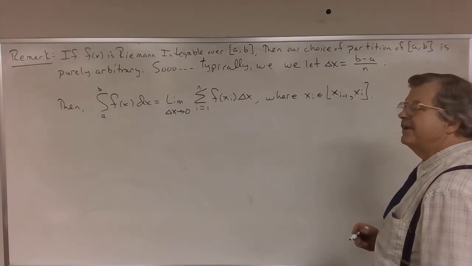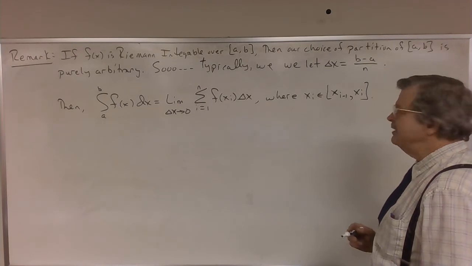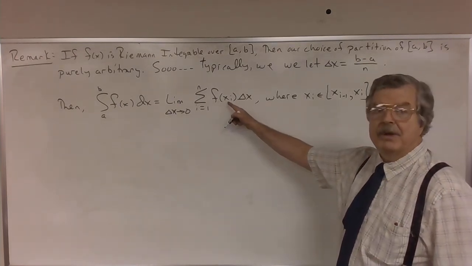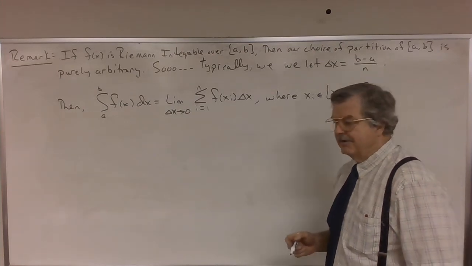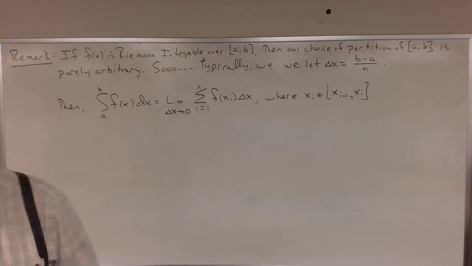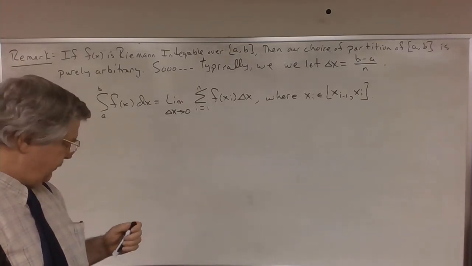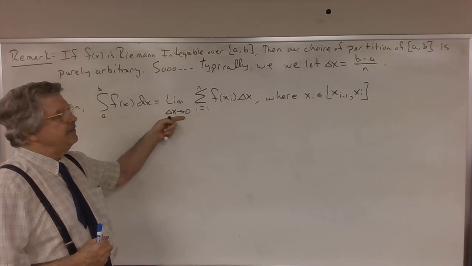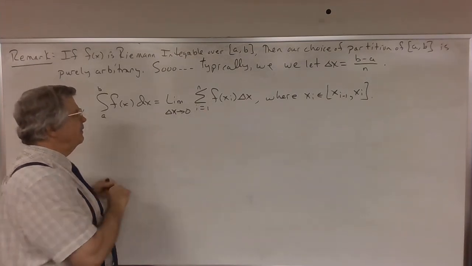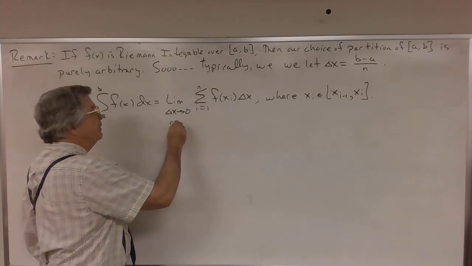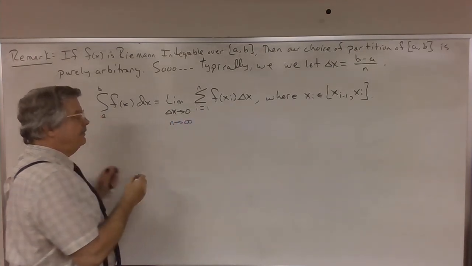So all the subintervals have the same length, delta x, and x sub i can be any point we want in the i-th subinterval. In the final analysis, it won't make a difference. Notice this again: if delta x, the length of each subinterval, is going to 0, then the number of subintervals is also going to infinity.